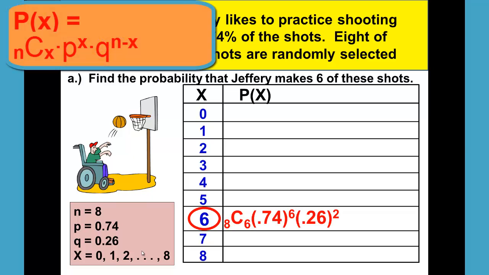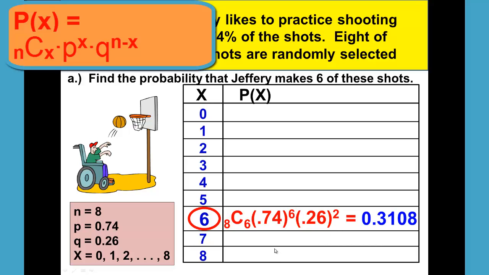Here is our formula. The first part of the formula is always the count, 8 being the total, and we want to figure out how many ways there are to put 6 shots made in 8 slots. So that would be 8 choose 6, times the probability of success, 0.74, and we want 6 shots made, 6 successes, and since there are 6 successes, there will be 2 failures. 8 minus 6 is 2, so that will be 0.26, the probability of failure, raised to the second power.